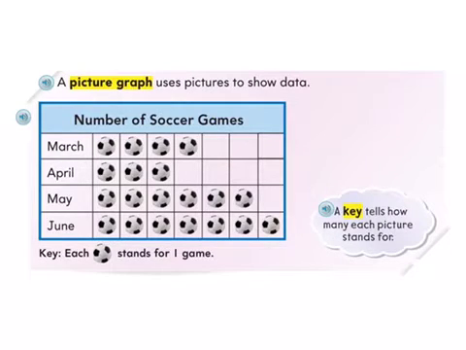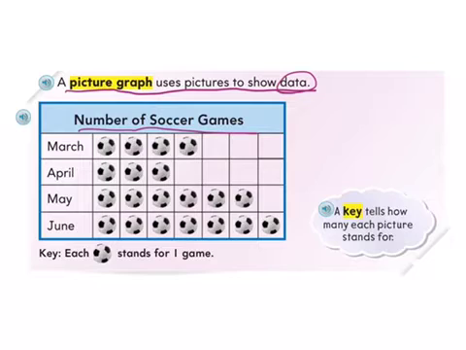So here is an example of a picture graph. Again, a picture graph uses pictures to show data. And if you remember, data is a collection of information. So this graph is showing us the number of soccer games in March, in April, in May, and in June.